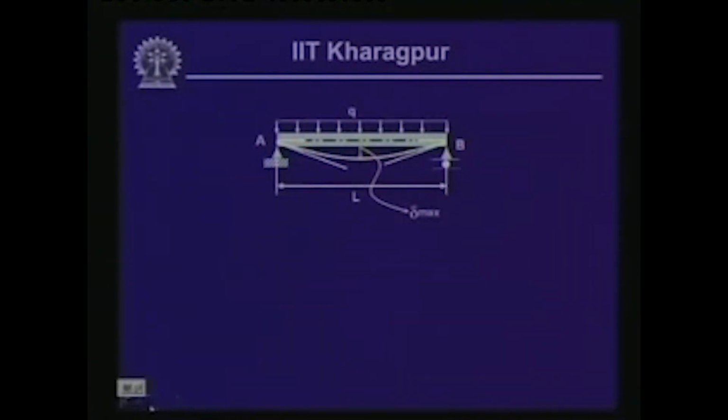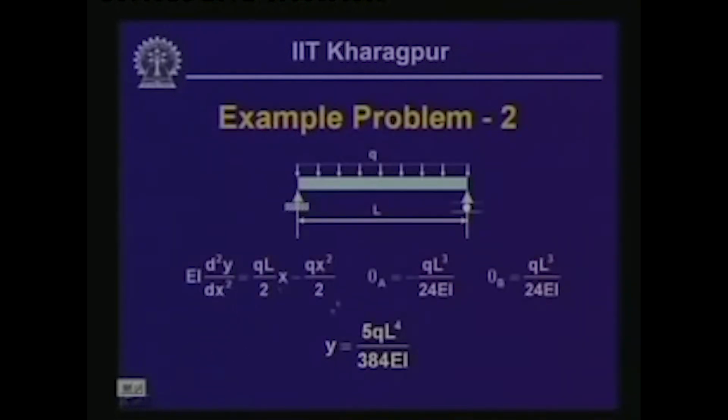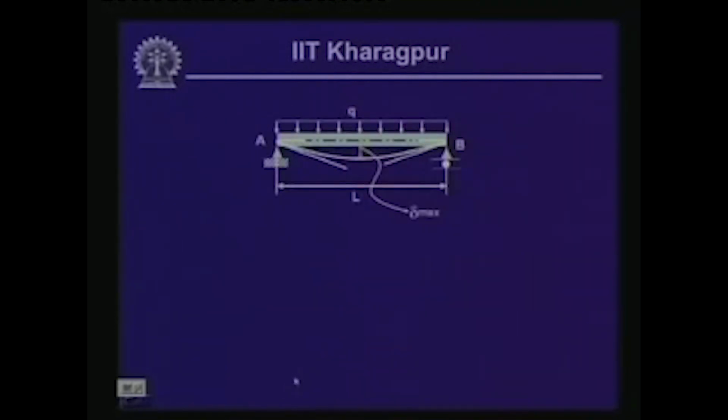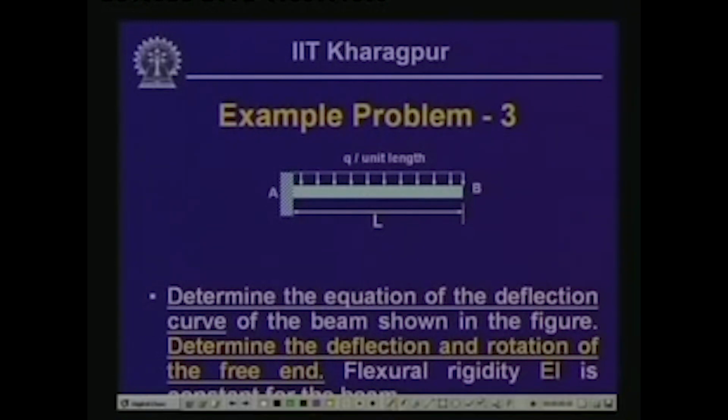So, this is the expression which we had used. If you look into that, qL by 2 x minus q x square by 2 is the bending moment, based on which we had obtained the values of deflection and the rotations. So, we can adopt either EI d2y/dx2 equals moment, or EI d4y/dx4 equals the minus of the loading. Now, let us look into another example where this is a beam.